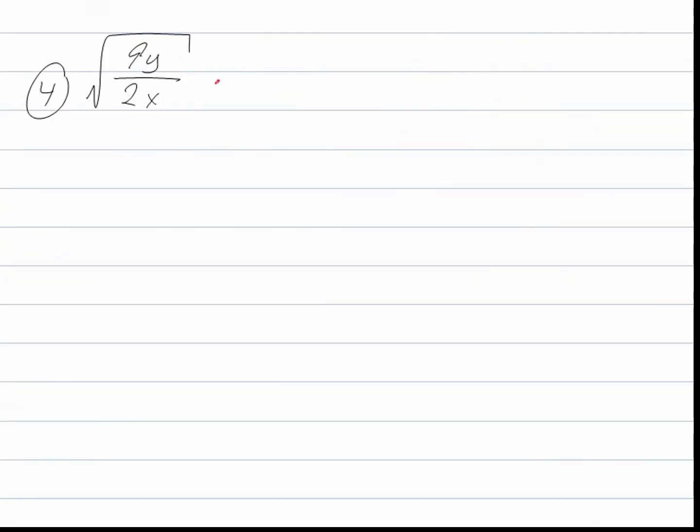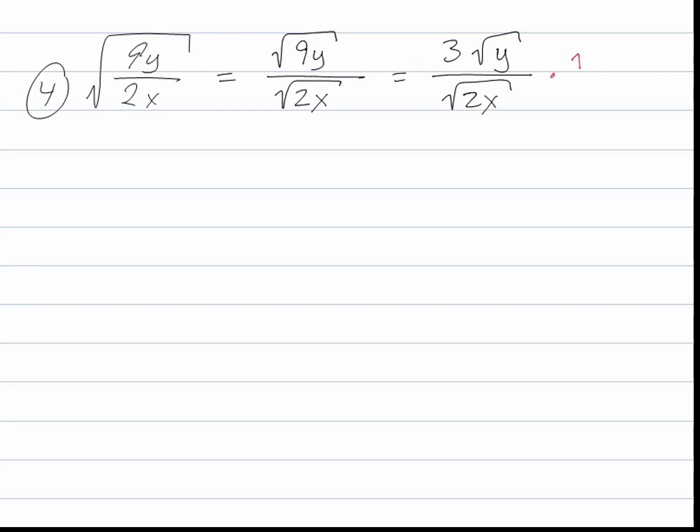Alright. I'm going to go ahead and pull this out into 2 separate ones again. Square root of 9y over the square root of 2x. Not a whole lot I can do. Oh, yeah, I can actually. I can pull the 9 out. I'll do 3 square root of y over the square root of 2x. Now I can multiply the top and the bottom by the square root of 2x.